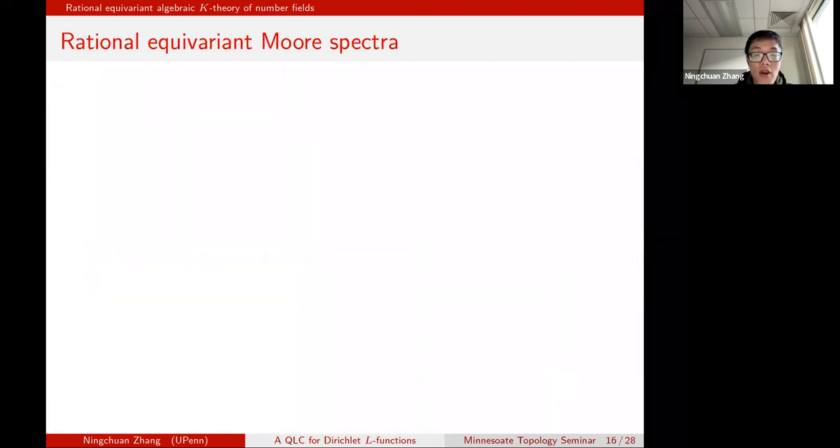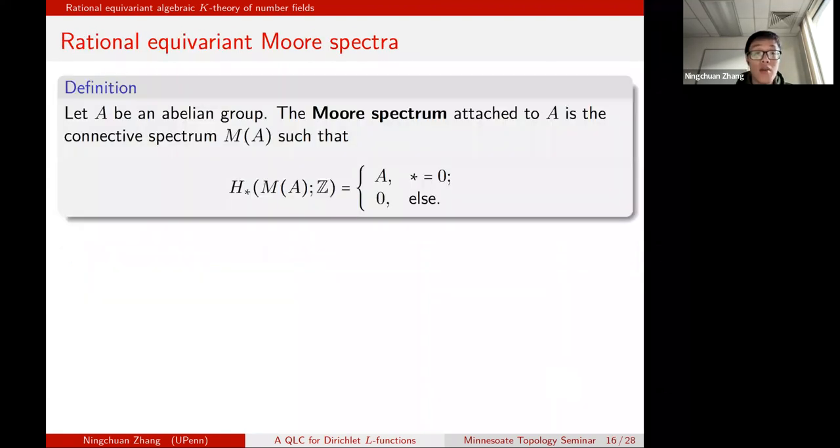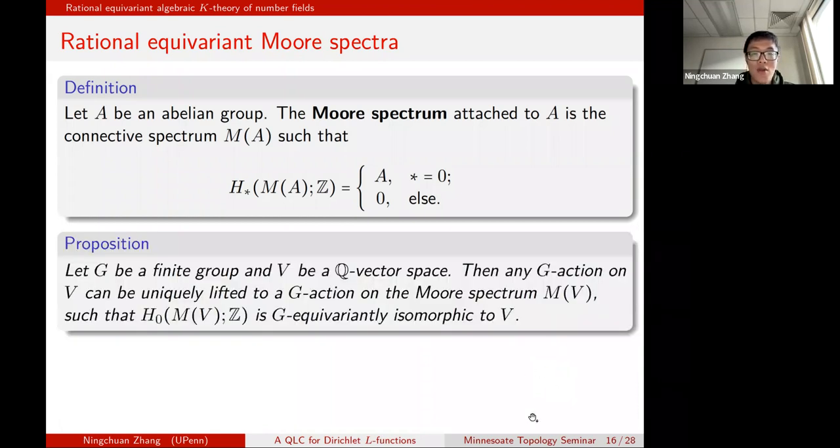So let me explain more about this equivariant Moore spectrum, which is going to be very important. First, the Moore spectrum attached to an abelian group A is a unique connective spectrum such that its homology group is concentrated in degree 0, where it is A. The caution is that this construction from A to M of A is not functorial. But nevertheless, rationally it is functorial, because rationally, Moore spectra or Moore spaces are Eilenberg-MacLane spaces, which follows from Serre's theorem.